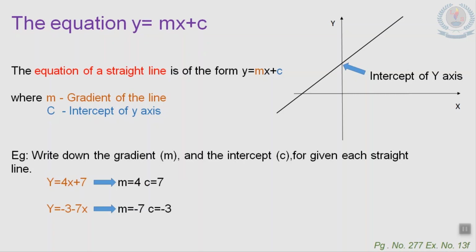Example 1. Write down the gradient m and the intercept c for each given straight line. The first equation is y equals 4x plus 7. Here the gradient is 4 and the intercept is positive 7. The second equation is y equals minus 3 minus 7x. Here the gradient is minus 7 and c is minus 3.